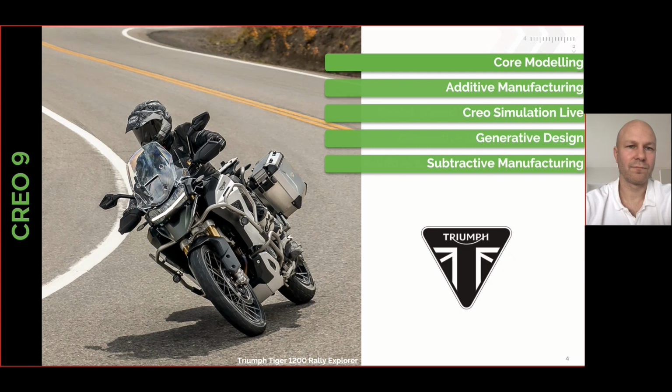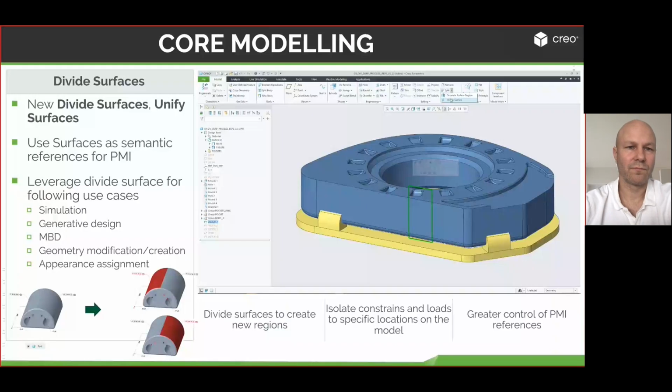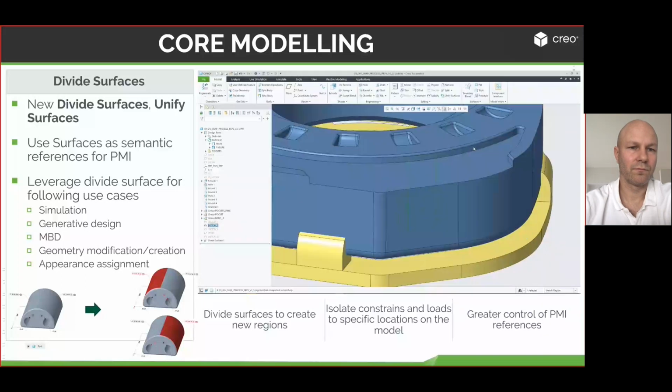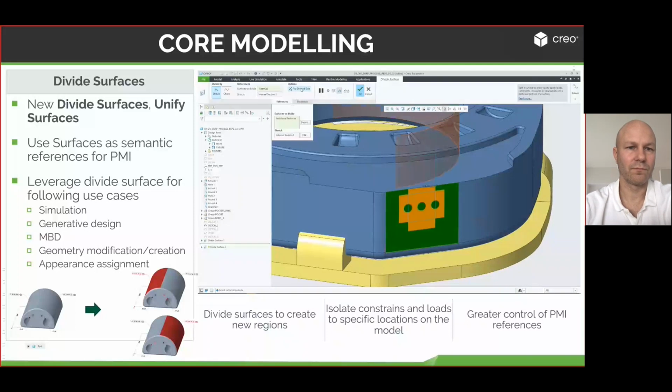So we now have a new divide surfaces tool, which, as you can probably tell from the name, gives users the ability to separate a surface into different regions based on a sketch. We can then use these surfaces as semantic references. It's a pretty simple tool to understand, but it brings a lot of extra capability to some of our other areas in Creo, like simulation and generative design, where you can now apply loads and constraints on individual defined areas thanks to divide surfaces.